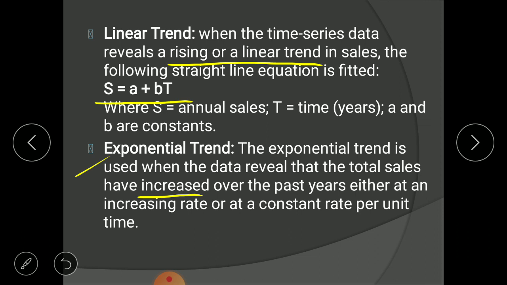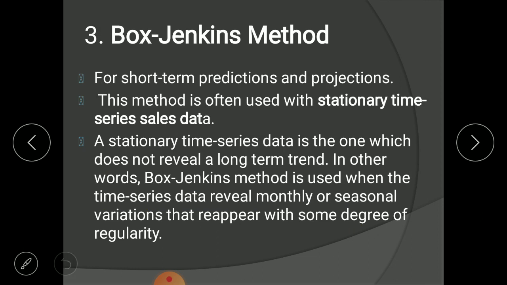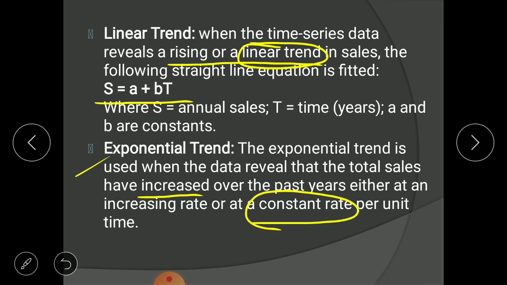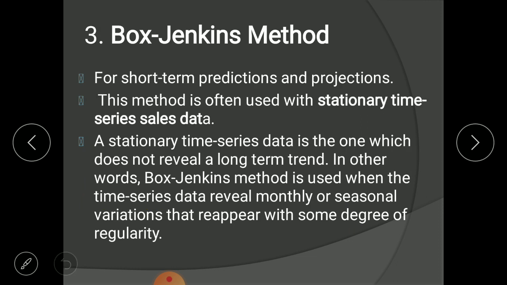In a linear trend, the sales increase at a linear rate, whereas in an exponential trend, the sales increase at a constant rate per unit. So when your sales are increasing at a constant rate, we use the exponential trend. So this is all about the least square method. Now we are moving towards the third method under the trend projection method, that is the Box-Jenkins method.